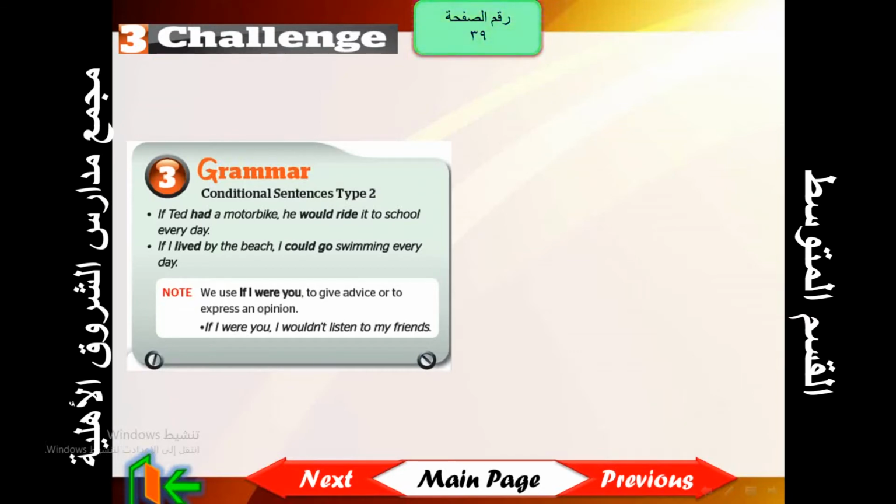For example, if I lived by the beach, I could go swimming every day. If I lived here, in the past simple, lived here in the past simple in the first sentence. In the second sentence we have could go. Could plus verb 1 or plus infinitive.